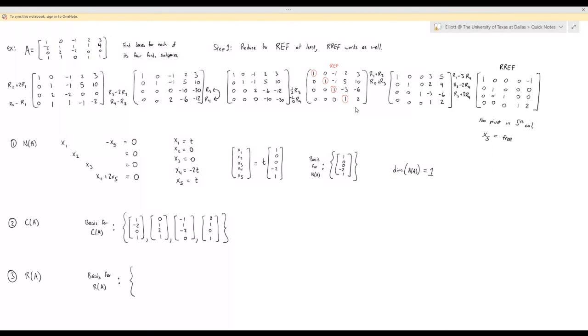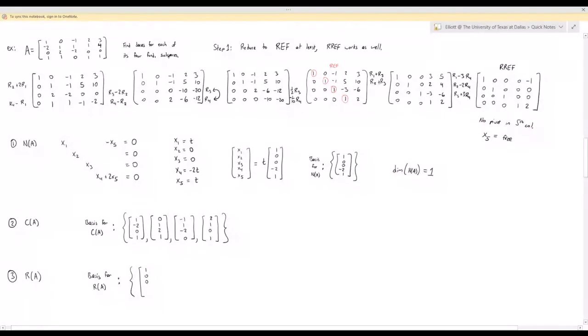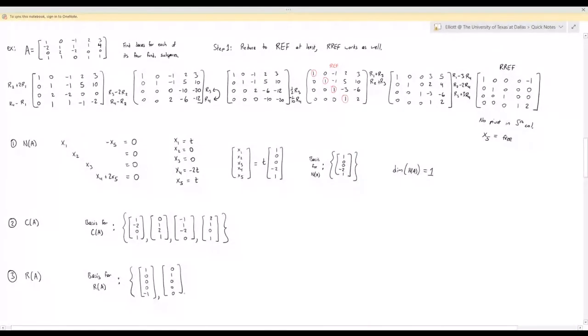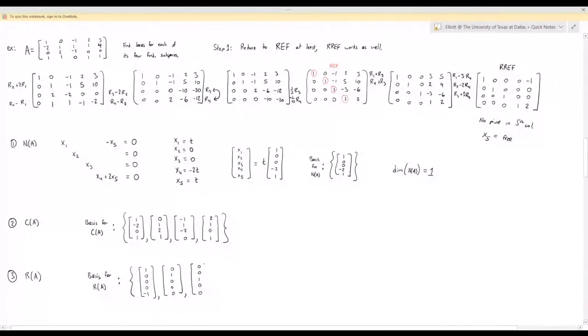So in particular, I'll go to my reduced row echelon form up here. I'll take the rows that have a pivot in them. In this example, that will be all 4 of these rows. So those 4 rows written as a vector. So the first row is 1, 0, 0, 0, minus 1. Second row was 0, 1, 0, 0, 0. So all of the rows that have pivots in them in the reduced form of A, those will be a basis for the row space. Okay.